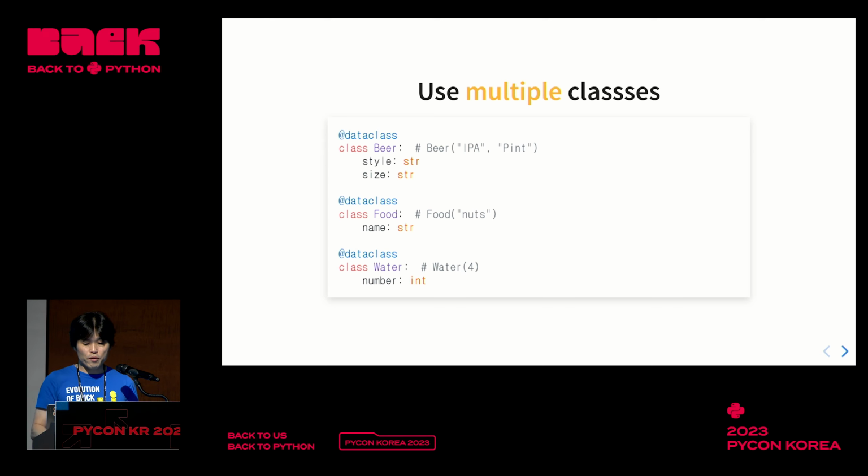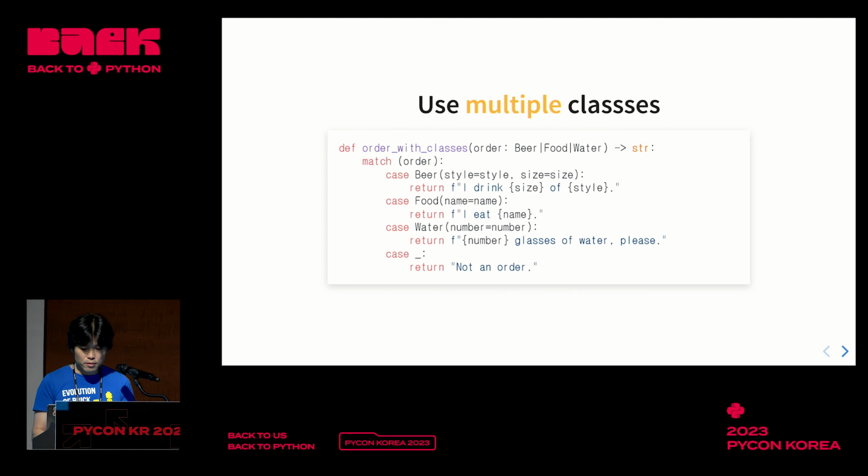There are three classes representing an order of beer, food, and water. Each class has an attribute. The Beer class has a style and size, the Food class has a food name, and the Water class has the number of glasses of water. The code is written for three classes with the classes pattern. It is easy to read because each class type has a different matching case: beer order, food order, and water order.